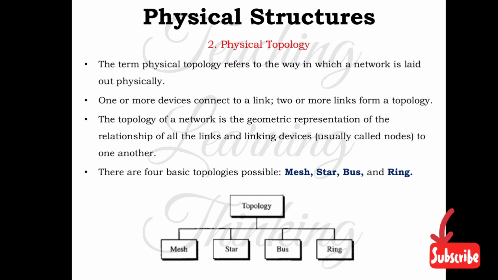The second one in physical structure is the physical attributes. The first one we have already seen, the type of connection, and the second one is physical topology. We will continue this in the next class.